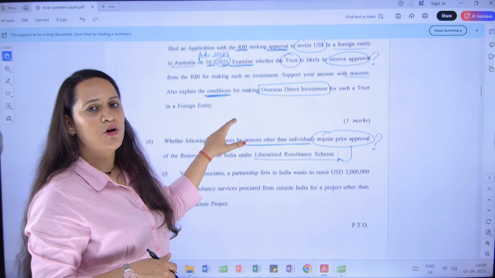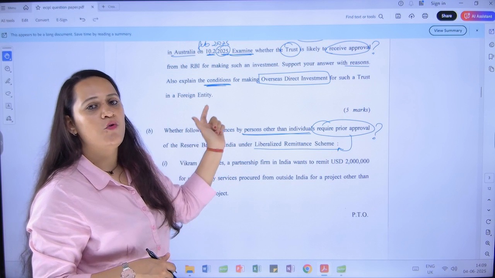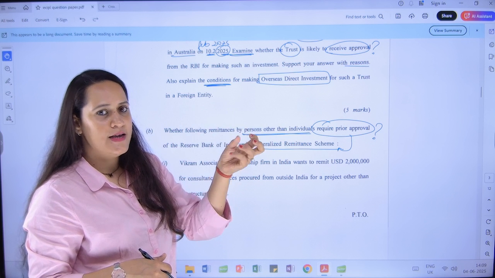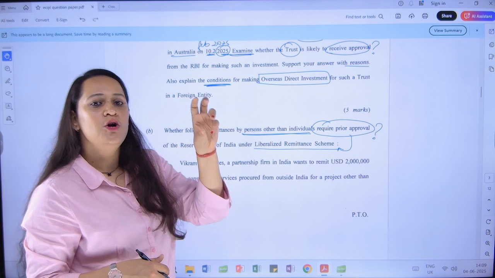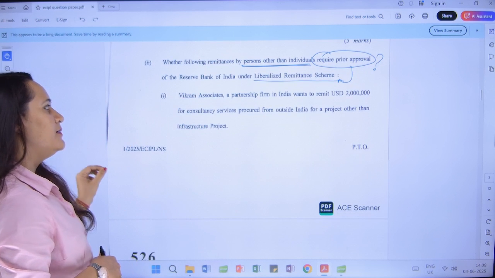In addition to that, they want you to give the conditions that should be satisfied by an organization before making an overseas direct investment. So they've given you applicability of a case study, plus they've asked you a theory question also, what are the conditions. Next question is the Liberalized Remittance Scheme.